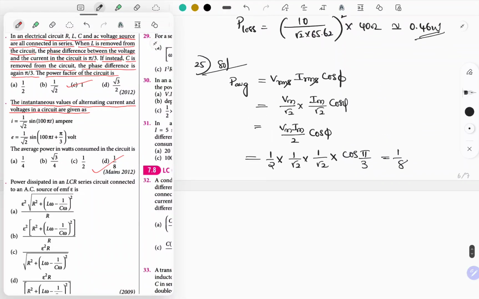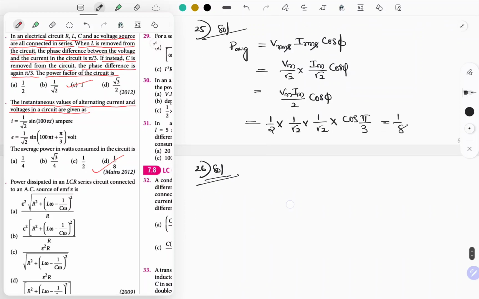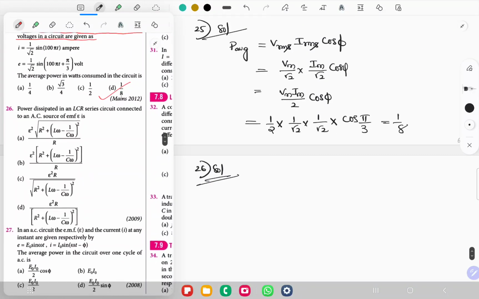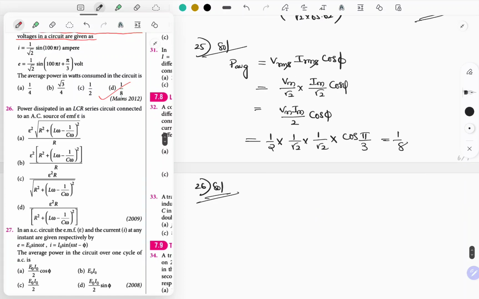Okay. Next, question number 26. In question number 26, what's the question they're asking? Power dissipated in an LCR series circuit, in terms of EMF, they are asking. Okay, so the power dissipated formula is V square by Z. Sorry, a slight change. It's not V square by Z, it's V square by R.